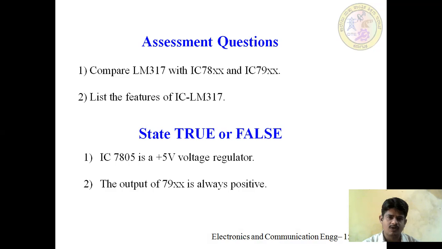So is it a right answer or wrong answer? You might have got the correct answer. The 78 series indicates positive and 05 indicates the voltage level. 7805 means it's a plus 5 volt. So it's a correct answer. Second one, the output of 79XX is always positive. Is it correct? If you remember the 78 series and 79 series function, you can easily guess that the 79 series is not meant for positive. It is meant for negative voltages. So this statement is false.